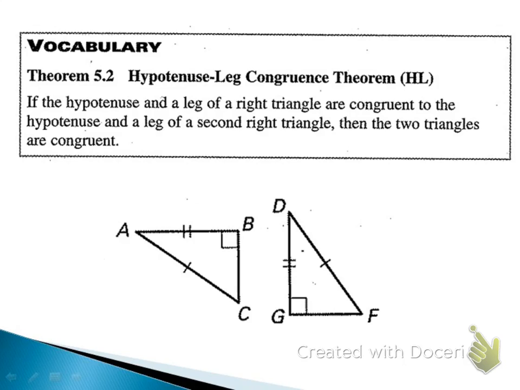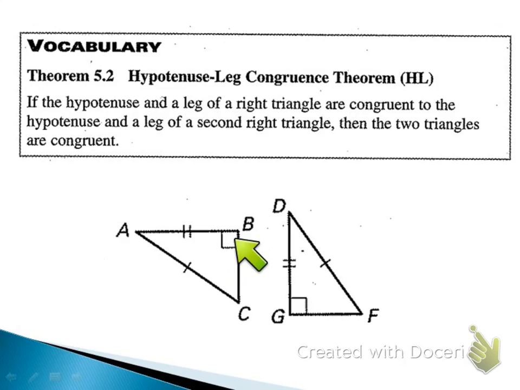So HL theorem states that if you have 2 right triangles and the hypotenuses are the same, 2 of the legs are the same, you can say the triangles are congruent. It's kind of a variation. Remember I said you can't have angle, side, side. This is kind of a variation of angle side side. The only time angle side side does work is if it's a right triangle.